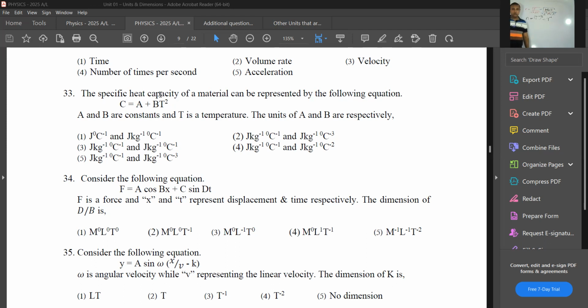In this case, you should know about specific heat capacity. I think you have done that in your orals, no? How to find specific heat capacity? Can anyone tell me how to find that one? C equal A plus BT square.